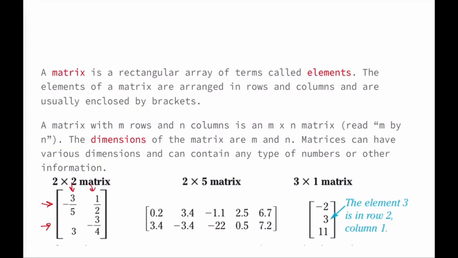This is a 2 by 5 matrix. 2 rows and 5 columns. This is a 3 by 1 matrix. 3 rows and 1 column. And so each of the terms in the matrix are called elements. So this element is in row 2, column 1.